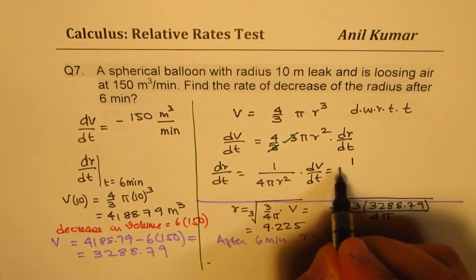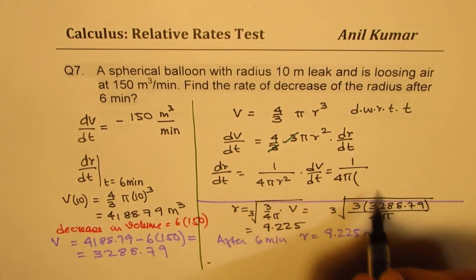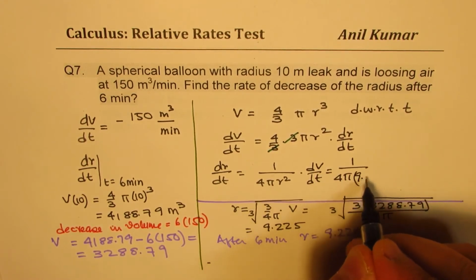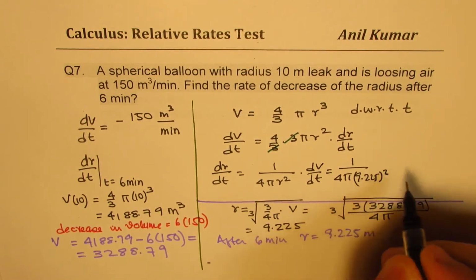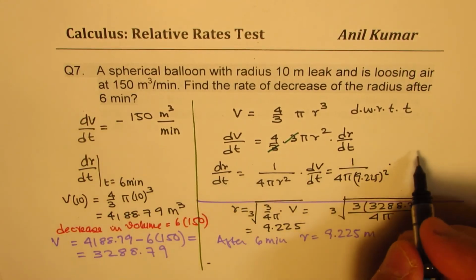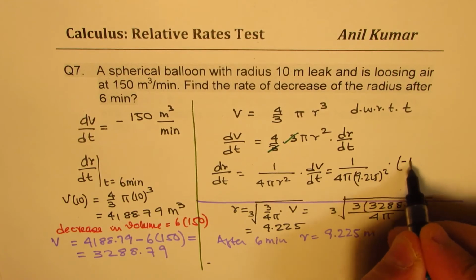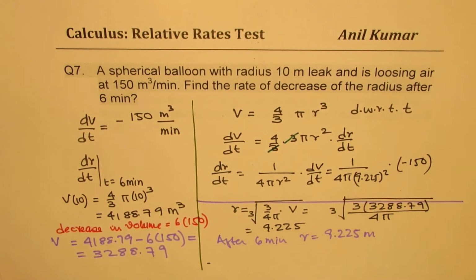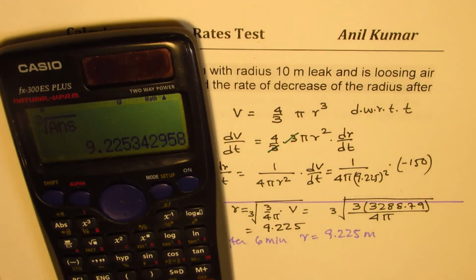Correct? So which is 1 over 4 pi, radius is 9.225 square, and dV/dt is minus 150. So it is decreasing, right? That minus only indicates it is decreasing. Correct? So we'll just square this.